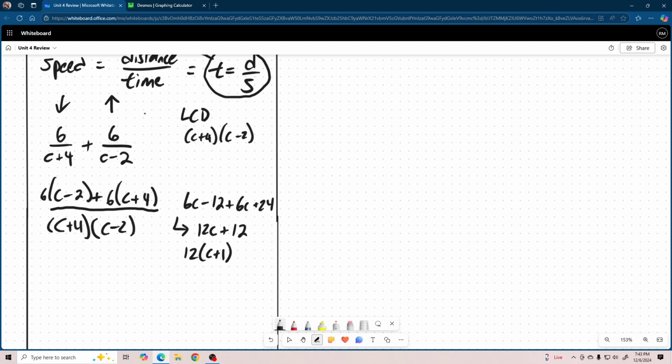Now this is our numerator. Of course, all of this is over our denominator. And then we can see if there's anything that can cancel. Right? c plus 4 times c minus 2.